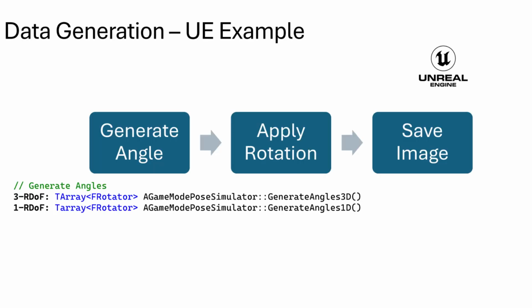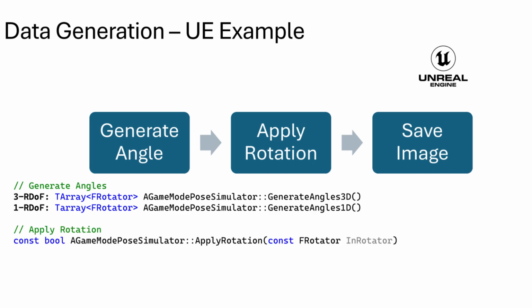Data generation in Unreal was a pretty straightforward process. In essence, what you have to do is create an array of either 1D or 3D angles that you would like to evaluate. Then you apply the rotation to the object you want to study, and you take an image of that. So now what you have is essentially a feature, the image, and a set of labels, the angles that are going to be predicted by our models.